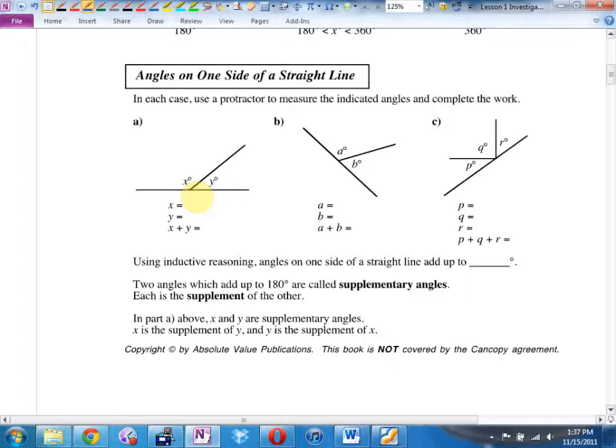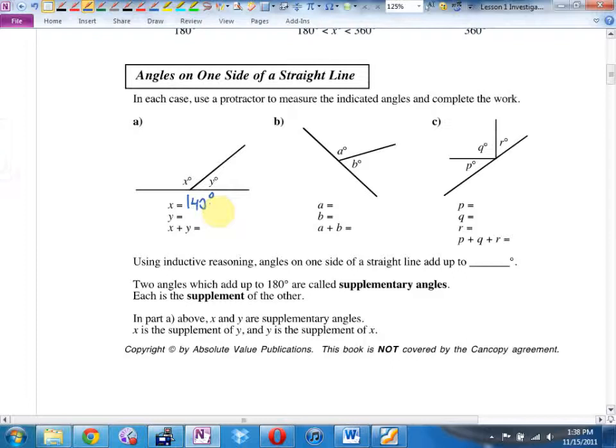What are you getting for angle X? How big? I'm getting on my screen, it's like 137 in a chunk, but that could be because my screen is distorting things. Let's call it 140 degrees. How big is angle Y?